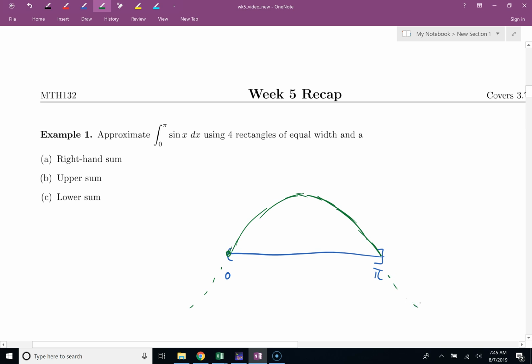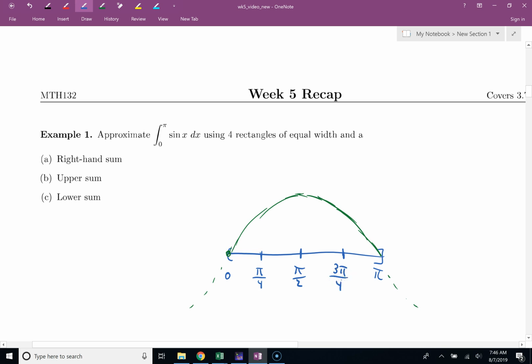So now let's go ahead and break up this interval from 0 to pi into 4 pieces, and those are going to be our 4 rectangles. So we can go ahead and maybe split it in half. So this is going to be pi over 2, and then we can split each one of these in half. So this would be pi over 4, and I suppose this would be 3 pi over 4.